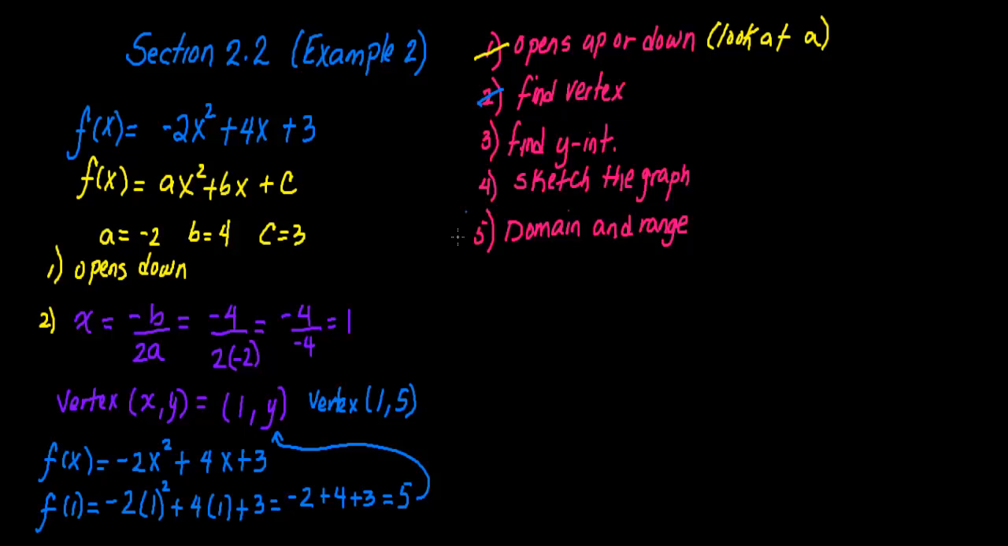Now number 3, y-intercept. In the last example, I taught you that when you have standard form, the y-intercept is simply 0 and the value of c, or the value of your constant. This is your y-intercept. 3, done. 4, sketch the graph. So we're going to sketch the graph and find domain and range.